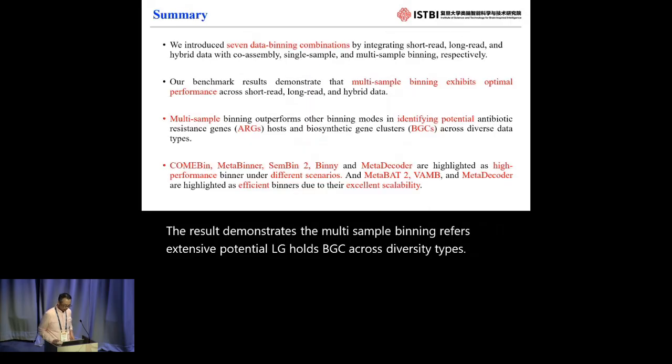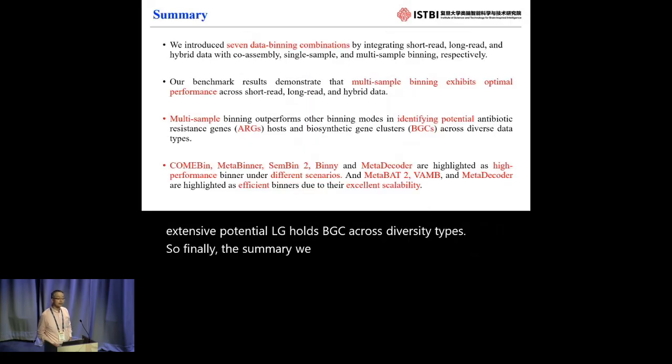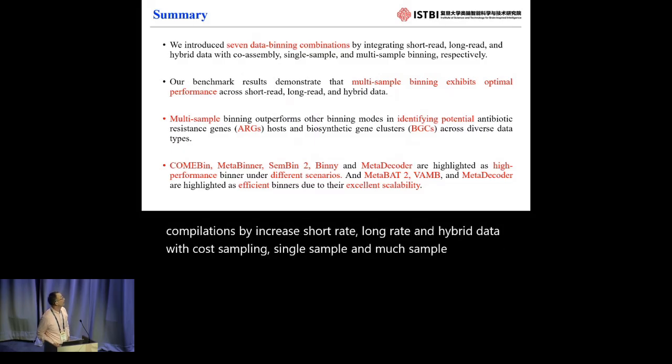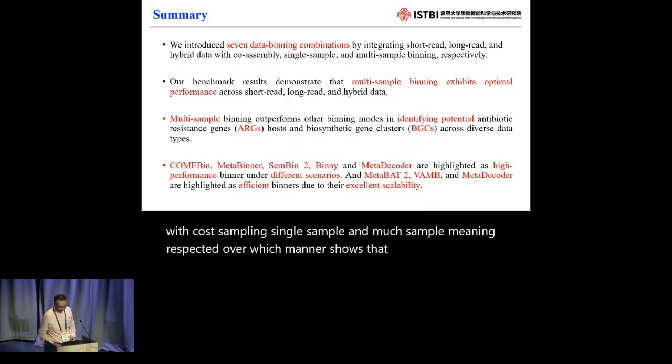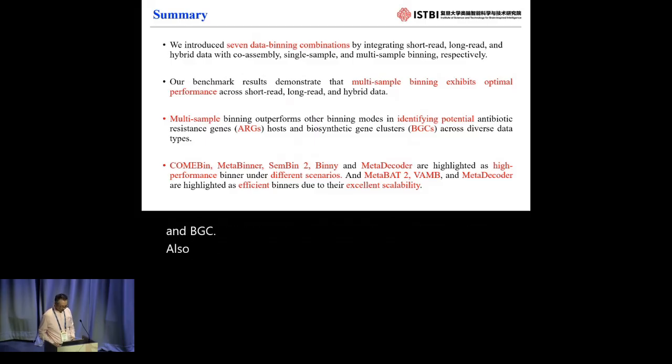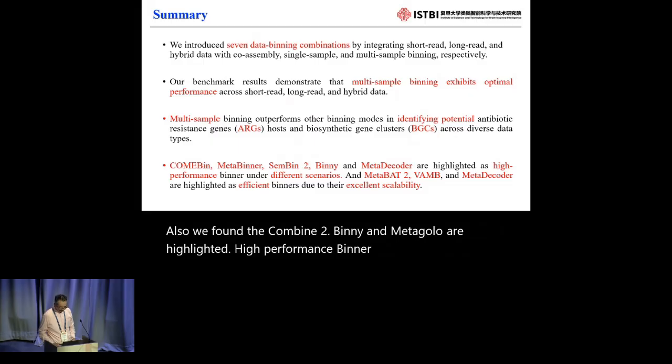So finally, the summary: we introduced 7 data-binning combinations by integrating short-read, long-read, and hybrid data with co-assembly, single-sample, and multi-sample binning respectively. Our benchmark shows that multi-sample binning exhibits the optimal performance, and outperforms other binning modes in identifying potential ARG hosts and BGCs. Also, we found COMEBin, MetaBinner, SemiBin2, binning, and MetaDecoder are highlighted as high-performance binners. MetaBinner2, FMB, and MetaDecoder are highlighted as efficient binners.